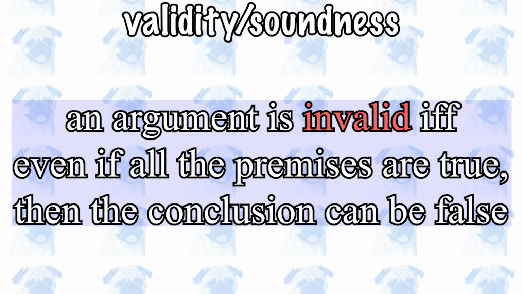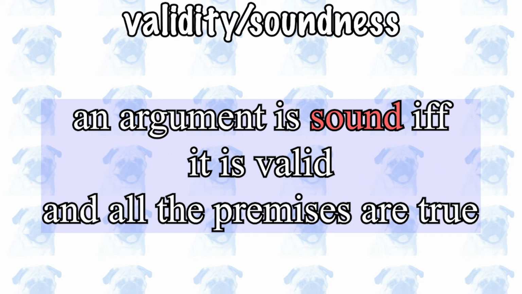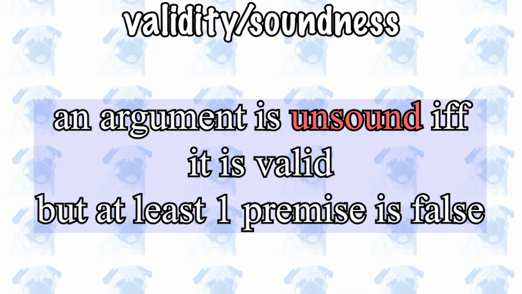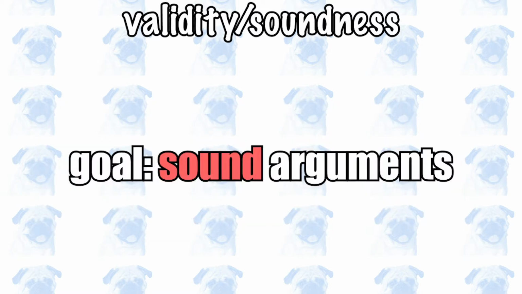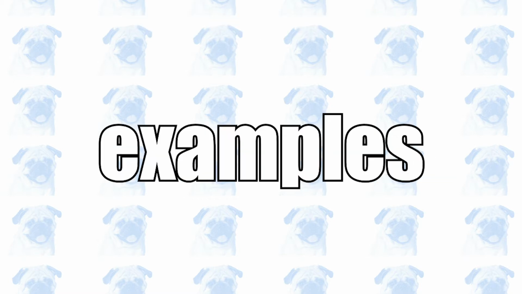When all the premises of a valid argument are true, then the argument is said to be sound. On the other hand, if at least one of the premises of a valid argument is false, then the argument is unsound. On the criterion of validity and soundness, we should aim for sound arguments. Let's see some examples of both valid and invalid arguments.